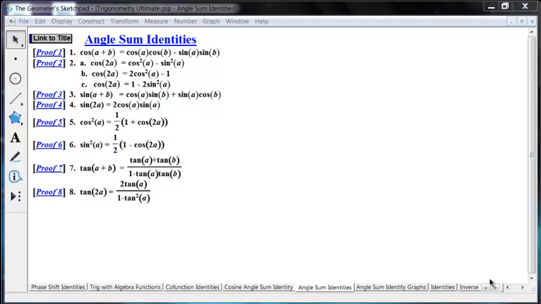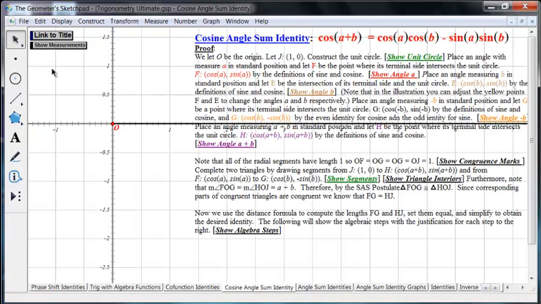In this video we're going to be talking about some angle sum identities. Now the first of these, cosine of A plus B equals cosine A cosine B minus sine A times sine of B, is actually a little harder to prove than the rest, and it's covered in an earlier video, and it uses this page here of the sketch.